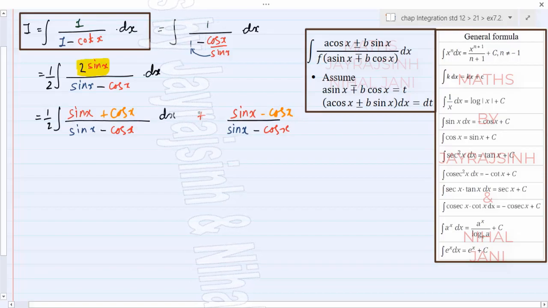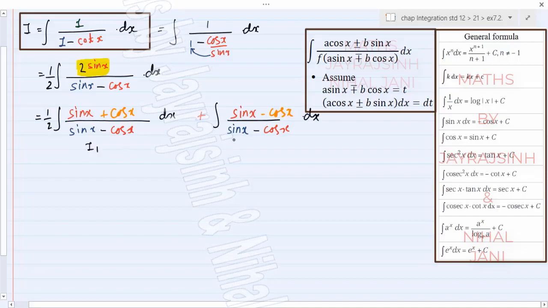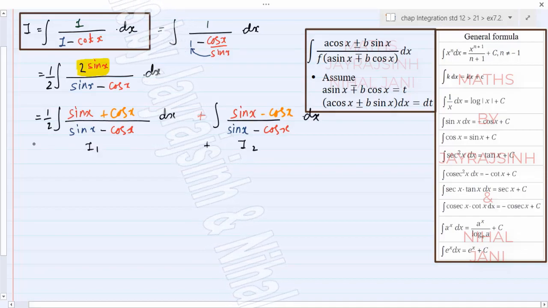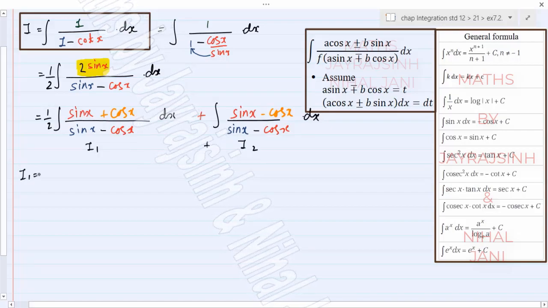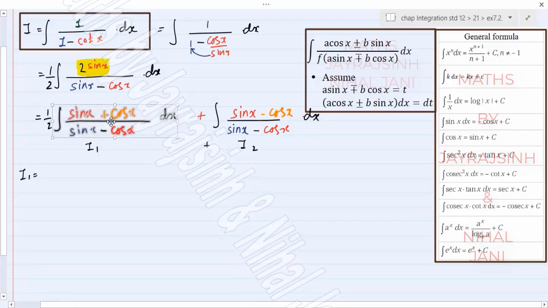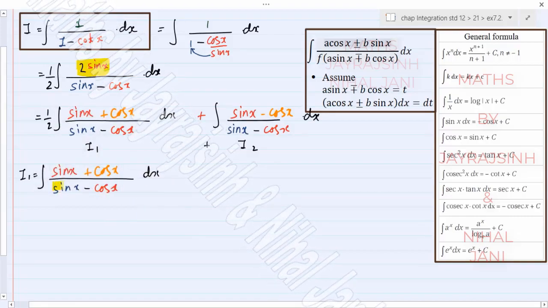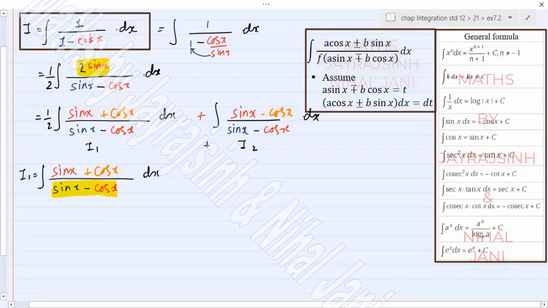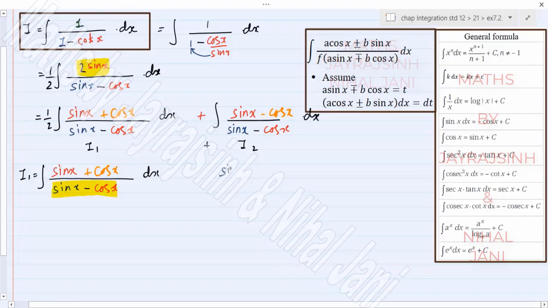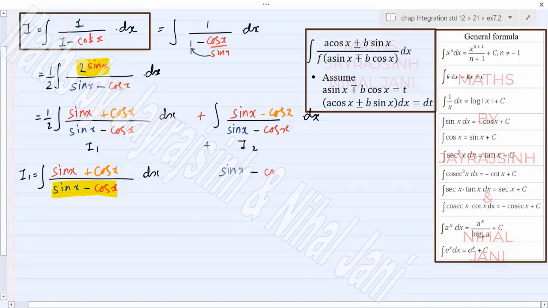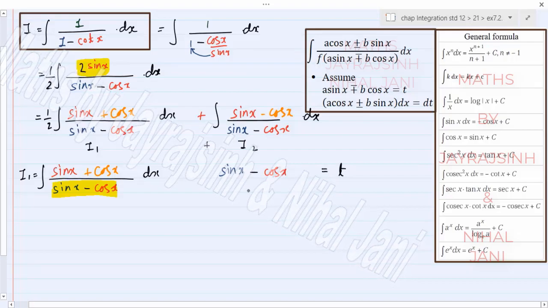So we will get two separate integrations. Let's say the first one is your I1 and the second one is your I2. So let's integrate one by one. First of all, let's try to integrate your I1. For that, you have to assume sin x minus cos x as a new variable. So let's say sin x minus cos x is equal to t.